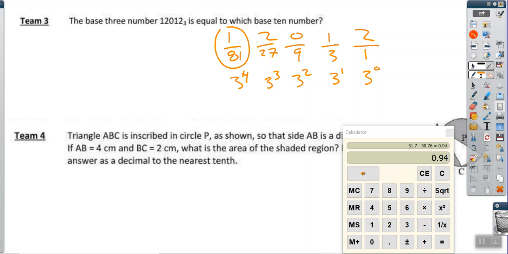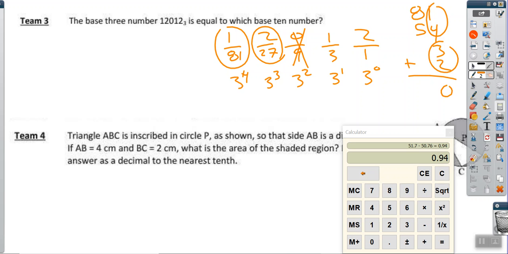Now this means we have one group of 81. Well, one group of 81 is just 81. We have 2 groups of 27, which is 54, just multiply 2 times 27. We have 0 groups of 9, so I don't need to worry about that. I have one group of 3, 2 groups of 1. Add them together, so this makes 5. This makes 5 for a grand total of 10, carry the 1. And so we get 140. And that's it. So 12,012 in base 3 is equal to 140 in our beloved base 10.